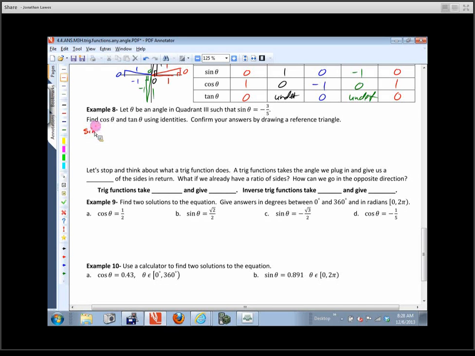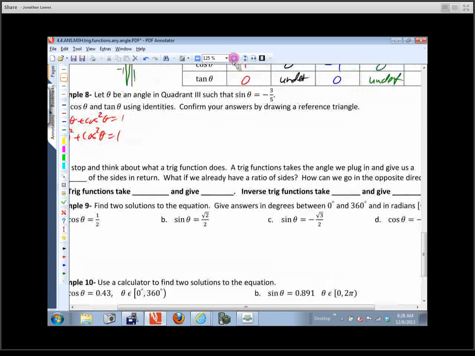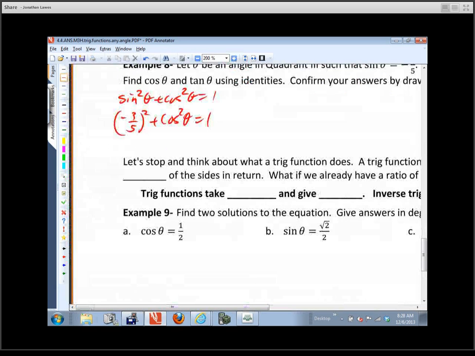We'll use the fundamental trig identity. We'll use sine squared theta plus cosine squared theta equals 1. So in place of the sine, I'm going to put negative 3/5. We'll square that, plus the cosine squared of theta equals 1. This is going to be 9/25 plus cosine squared of theta equals 1. And if I want to know what cosine of theta is, I'm going to have to move this 9/25 to the other side.